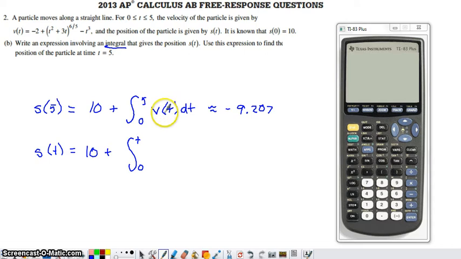And then within the integral, we don't want to have the same variable here as we have in the limit of integration. We're saying that s is some function of t. In this integral, I'm going to just pick a different variable, and I'm going to go with x. So we would be doing the integral of velocity from 0 up to a certain t value, adding that value onto 10 to figure out the position at any time t.